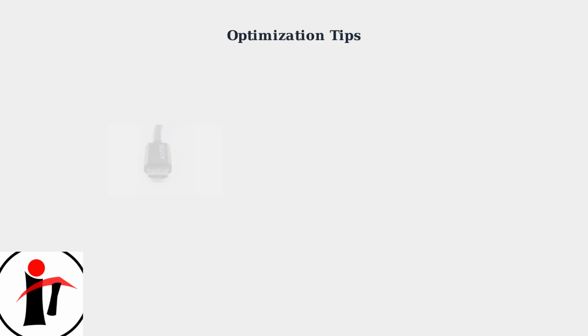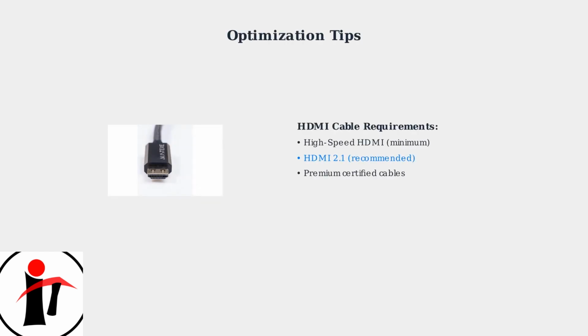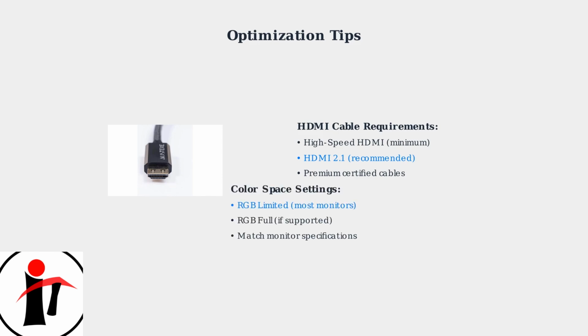Use a high-speed HDMI cable, preferably HDMI 2.1, for the best bandwidth and feature support. Premium cables ensure stable signal transmission at higher refresh rates. Adjust color space settings based on your monitor specifications. Use RGB limited for most monitors, or RGB full if your Sceptre monitor specifically supports it.